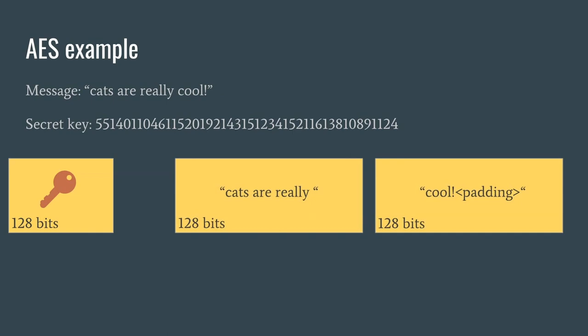The first chunk might be "cats are really," and then the second chunk might be the end of the message with padding added on to the end to make sure it adds up to an even 128 bits. This is called a cipher block algorithm, and these algorithms tend to operate on fixed size blocks of data. So adding padding to get up to an even block size is pretty common in a lot of these algorithms.